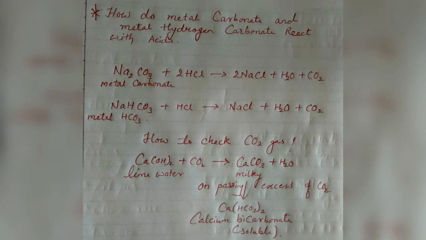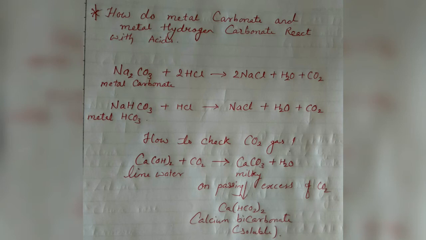Okay, next topic: how do metal carbonates and metal hydrogen carbonates react with acids? The first reaction is metal carbonate. I have taken the example Na2CO3. What will be the name? Sodium carbonate. Sodium carbonate plus 2 moles of HCl, hydrochloric acid, gives you NaCl plus water plus carbon dioxide. So metal carbonate plus acid gives you salt plus water plus carbon dioxide.